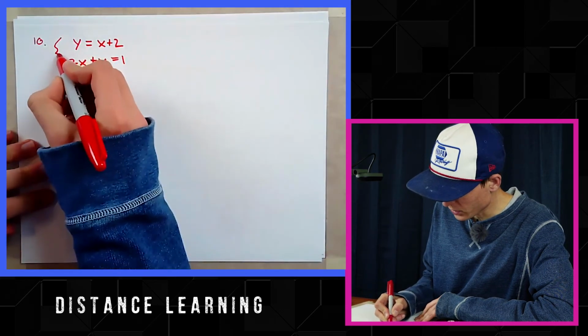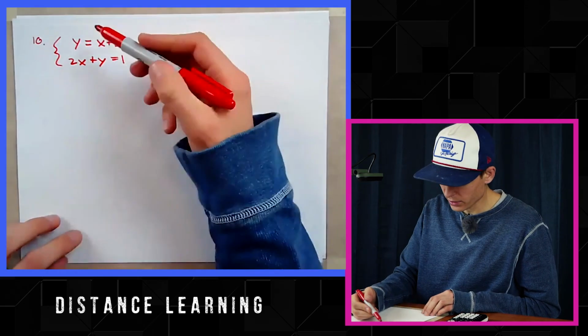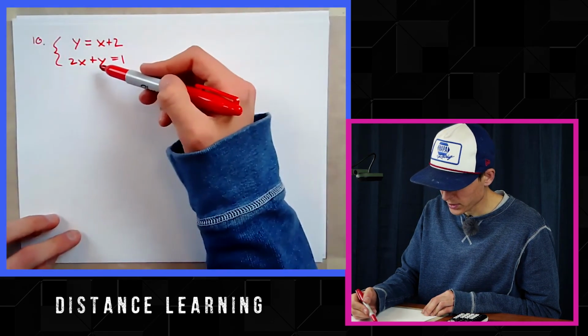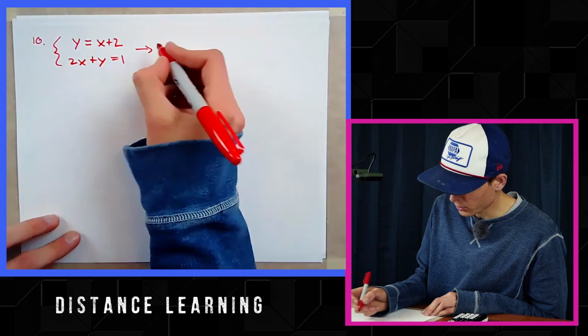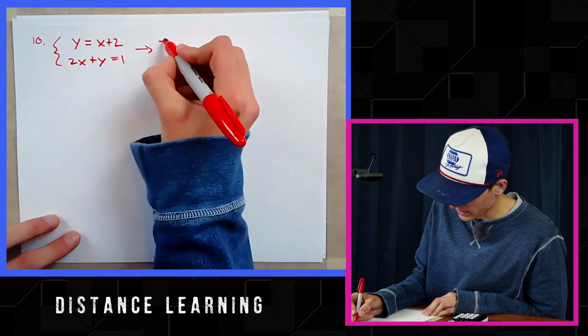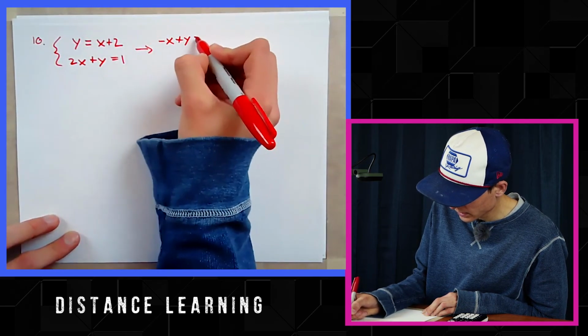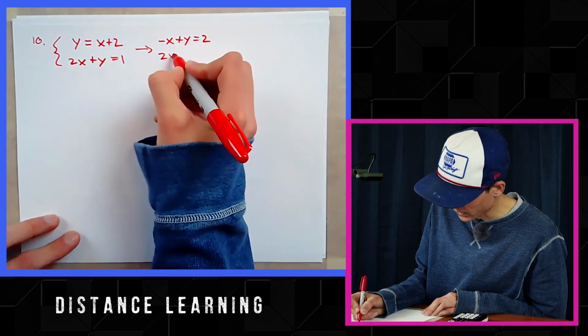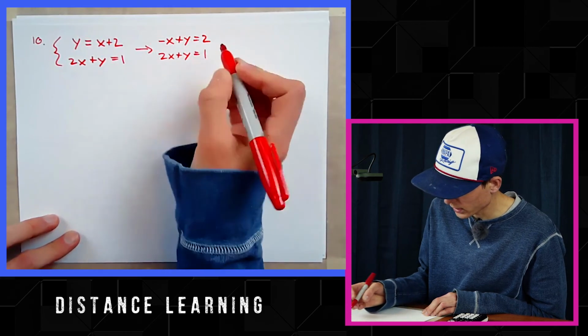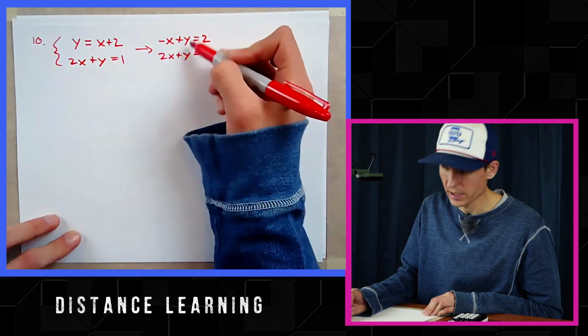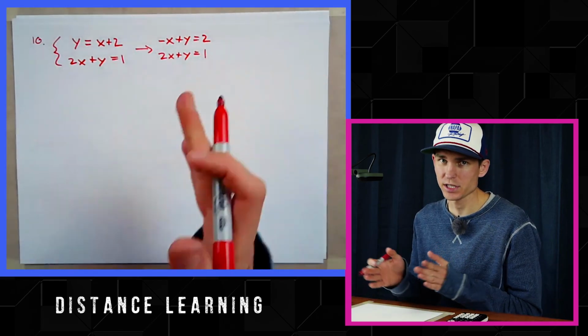Alright, these are your two equations. Notice how this has x and y on the same side, this one does not. I would rewrite this by moving x over to be negative x plus y equals 2. And I would leave that one as 2x plus y equals 1. You want the variables lined up normally on the same side to just keep things neat.